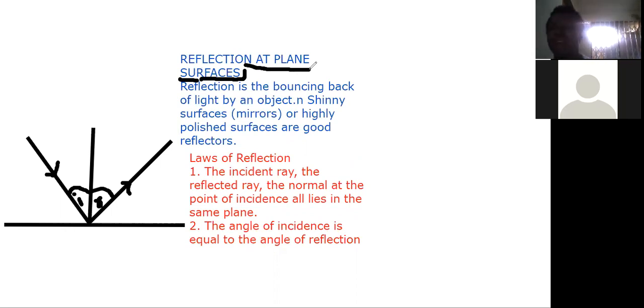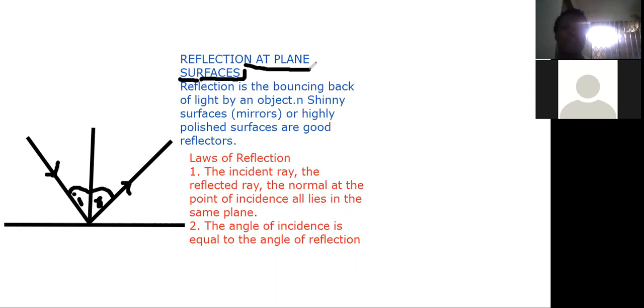Now we first defined reflection when we were talking about the properties of light. We spoke about reflection of light as one property. I hope you remember, we said light can be reflected. So that is what we studied the other time. So now we are going to take the properties individually and go further. So here we are taking reflection.